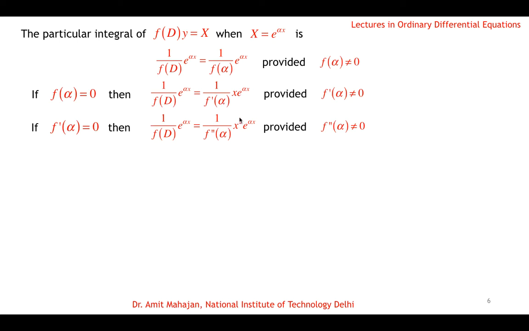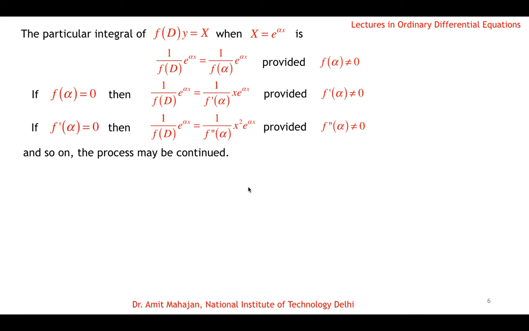That means we multiply with another x, so we multiply with x square and take one more derivative of the denominator and then put d as alpha, provided this new denominator is non-zero. If this denominator is also 0, then we multiply with another x, so it becomes x cube e power alpha x and the third derivative at alpha, and so on. This process continues until we get a non-zero number in the denominator.